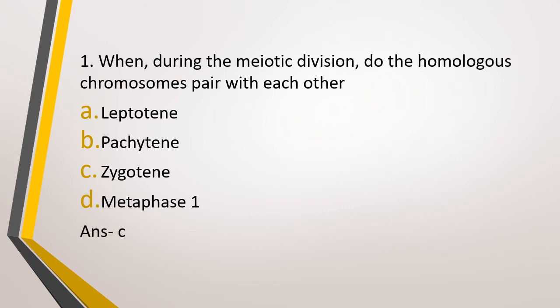Now remember, meiotic division, two parts, meiosis 1, meiosis 2. In meiosis 1, prophase 1, there are 5 stages. What are those? Leptotene, zygotene, pachytene, diplotene, and diakinesis, right? In the zygotene stage, the pairing of homologous chromosomes occurs. And what is the pairing process called? Right, synapsis.